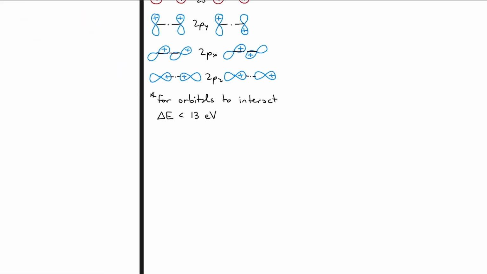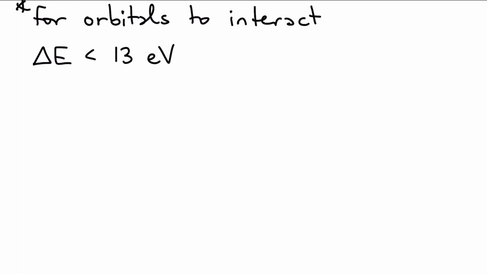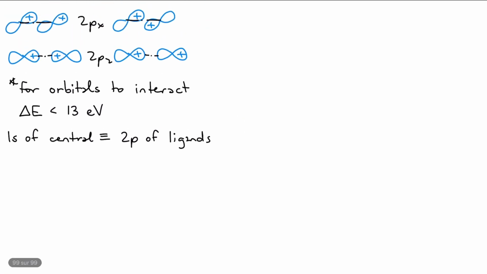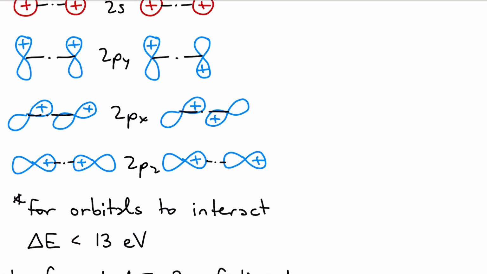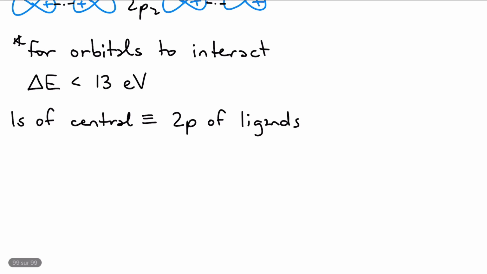So we're going to list that. We're going to say that 1s of central atom interacts with 2p of ligands. Next, we're going to consider which orbitals interact. So first, right out of the bat, you can see that this orbital interacts, right?